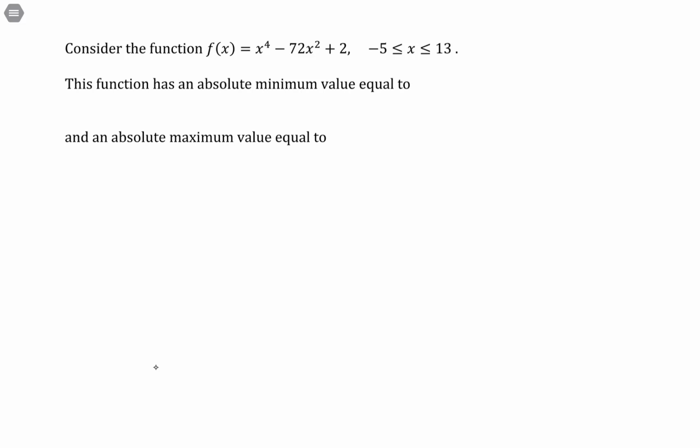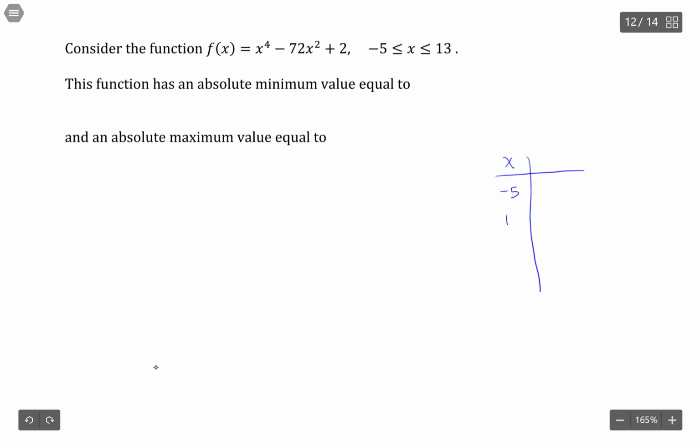All right, consider the function f of x equals x to the fourth minus 72x squared plus 2 on the closed interval from -5 to 13. All right, we're searching for absolute extrema here. And what we need to do is make a list of potential values where absolute extrema could occur. So absolute extrema can occur in two different kinds of locations. First off, at the end point of an interval, and secondly, at any critical values.